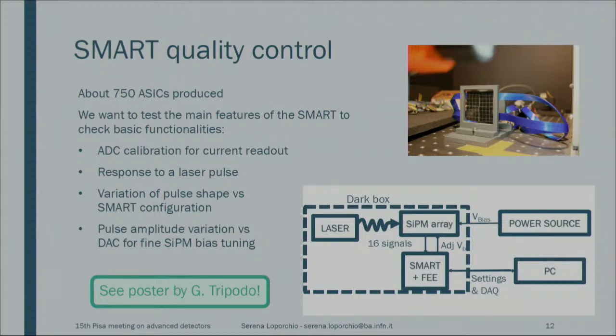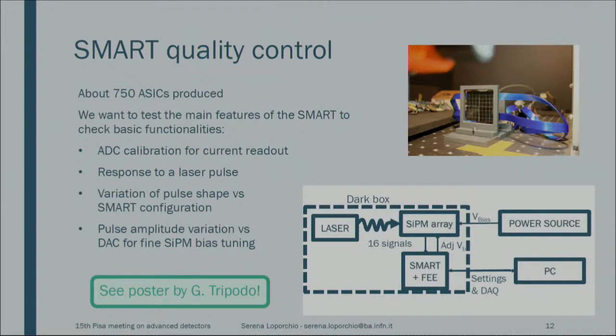such as the slow monitoring of the current of each silicon photomultiplier, the response of the ASIC to a laser pulse, and the variation of the pulse shape with the SMART configuration parameters, the ones that I was talking about before: R, C, and the pole 0. And also, we looked at the variation of the amplitude with the DAQ for the silicon photomultiplier bias fine-tuning.